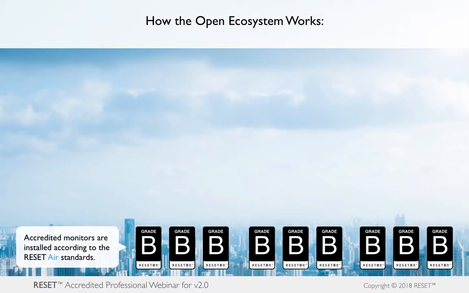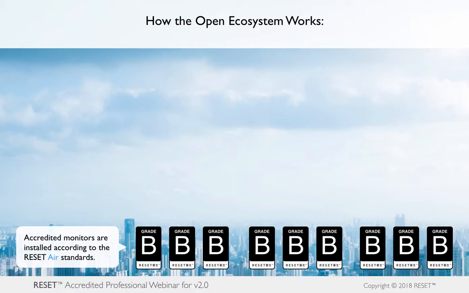Okay, so how does this actually look when we step back a little bit and look at the entire ecosystem? I say open ecosystem for a very good reason here, and this is a really key word that I want everybody to remember. It's a purposeful statement. Reset AIR is monitor and data provider agnostic, and we welcome any and all partners and manufacturers and services who want to participate and join us in this process. I want everyone to absolutely remember that part.